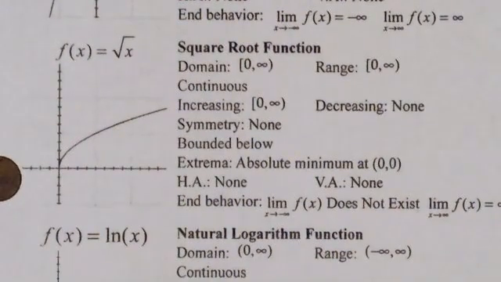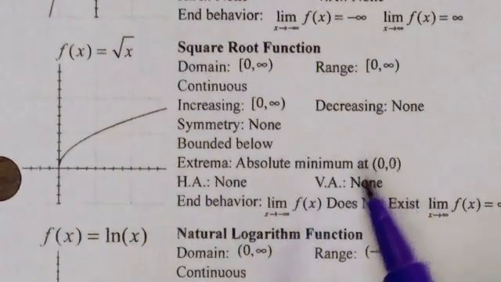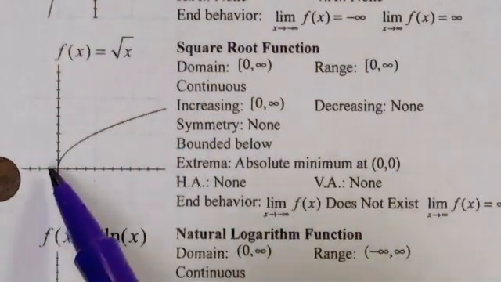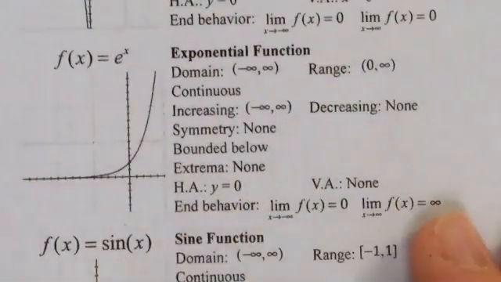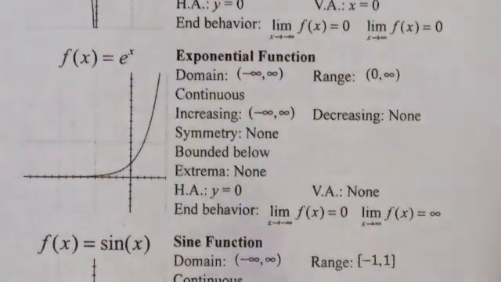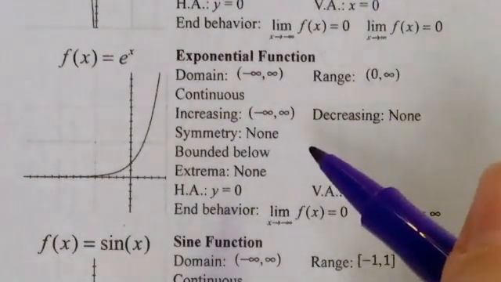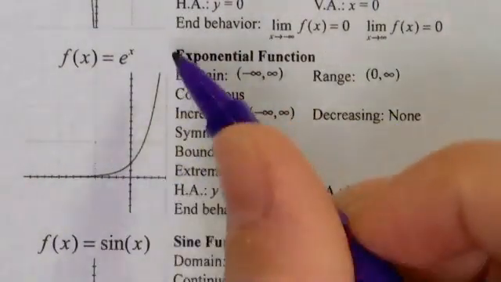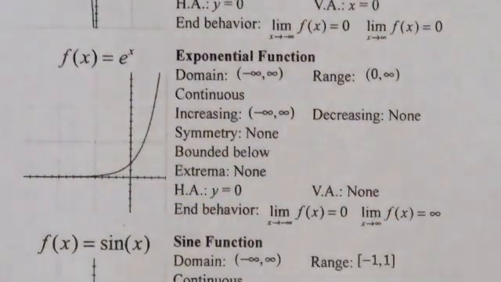All those lovely features. There is an absolute minimum where it does not go below. That's at 0, 0, unless it had been transformed, okay? I'm going to keep going. We've got an exponential function. Exponential function. And you would have learned about all of these things, and this one included, back in Algebra 2. You should have definitely had some experience with this.